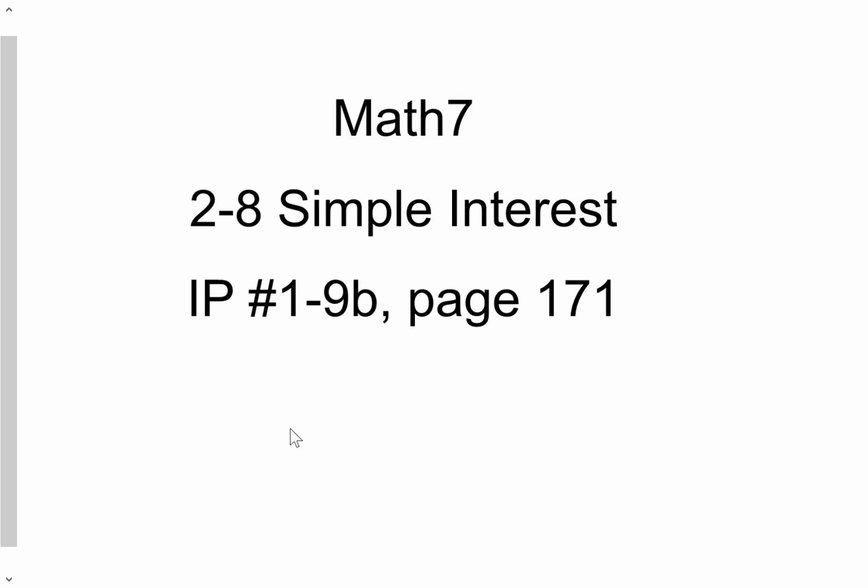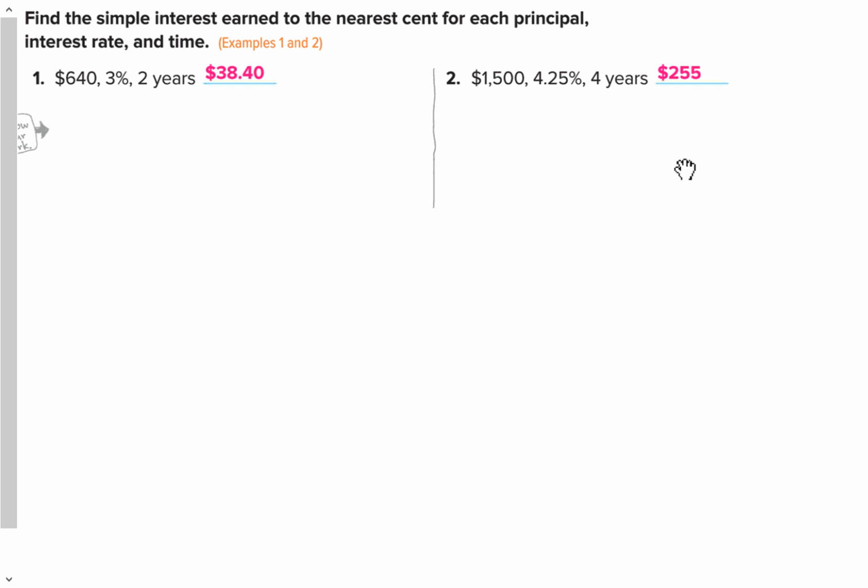Hi there. Today we're going to discuss independent practice number 1 through 9B on page 171. This lesson is on simple interest. We have to find the simple interest earned to the nearest cent for each principal, interest rate, and time. So remember I equals P times R times T.